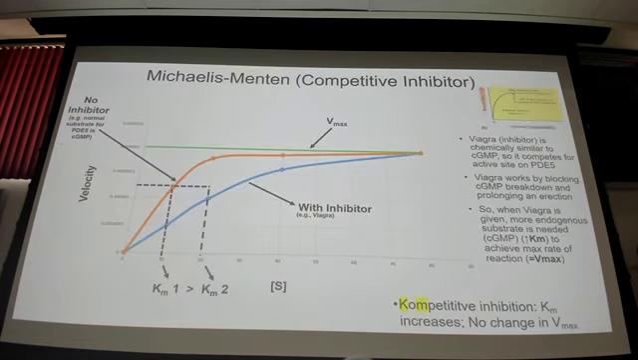So here's the Michaelis-Menten graph for a competitive inhibitor. The x-axis is the substrate concentration, the y-axis is the speed of the reaction or the velocity. This green horizontal line is the Vmax, that means the enzymes are saturated. The red line is the endogenous substrate with no inhibitor. The blue line is the endogenous substrate with inhibitor.